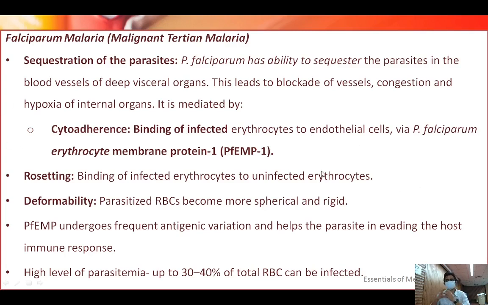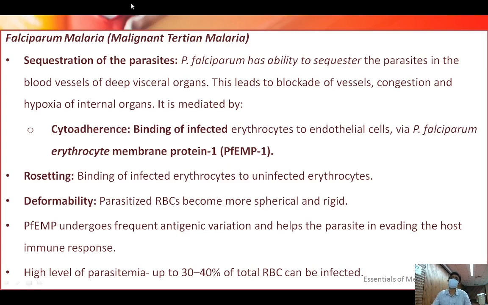So it has a two-way thing. It binds to the endothelial cells on one side, and from the other side, it can bind to uninfected RBCs also. This will result in the clogging of those vessels in the internal organs. As a result, there can be a decrease in the blood supply because of the clogging there. This will lead to ischemia and necrosis, and then shock, hypotension and septicemia can set in later. Those are the complications of malaria.